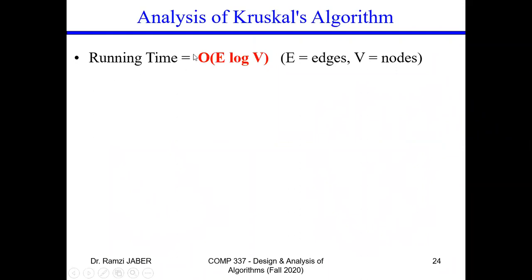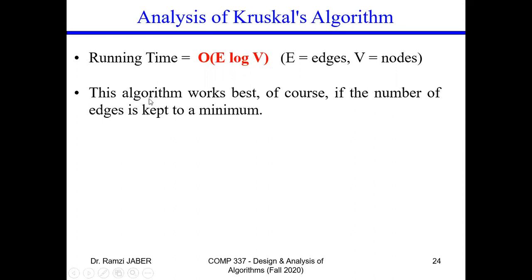Now let's analyze the Kruskal algorithm. Running time complexity is E log V. E edges, V nodes, so it's edges times log nodes. It's a good algorithm. Complexity is small. This algorithm works best, of course, if the number of edges is kept to a minimum. It depends on E. If the number is high, it becomes order of n log v. If n is big, the complexity becomes high.